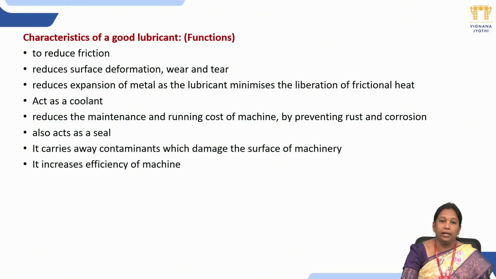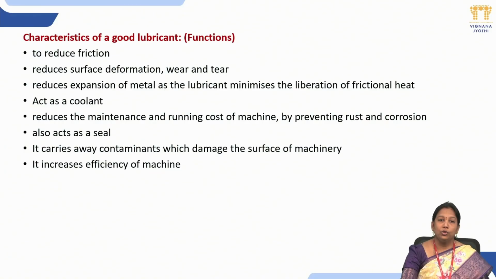It also acts as a seal. So as we know, oil or the lubricant is very thick in nature, so it acts as a seal. It helps avoid the leakage of any liquids or gases from inside the chambers of the machine. And it also carries away the contaminants which damage the surface of machinery. So on the whole, a lubricant increases the efficiency of the machine, or in simple words, the life of the machine can be increased just by applying that lubricant in between the two moving parts.